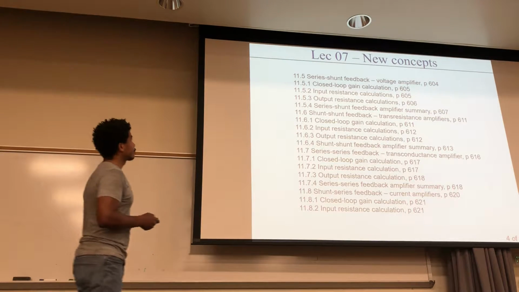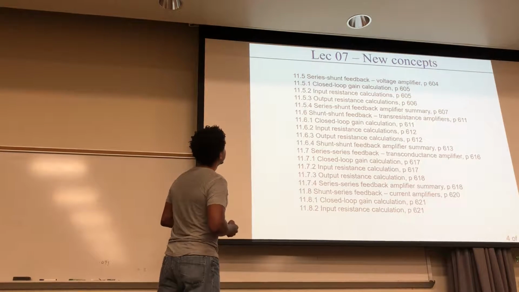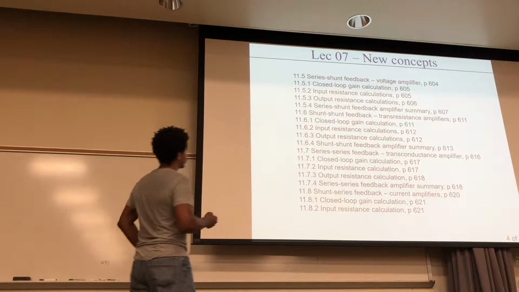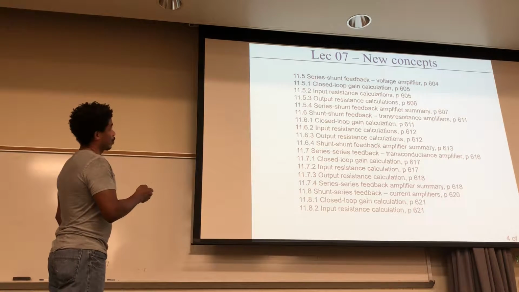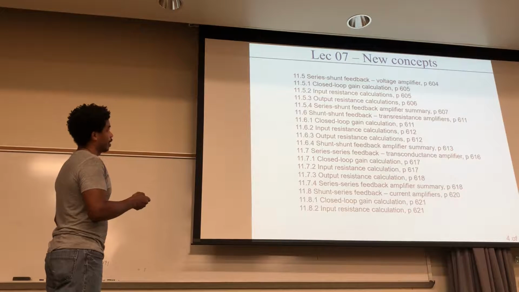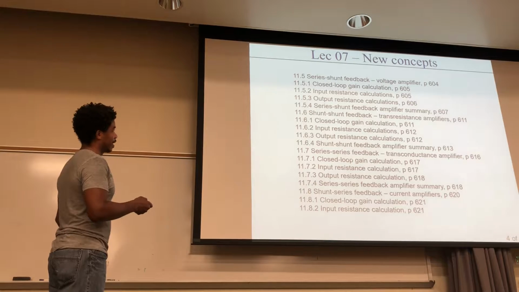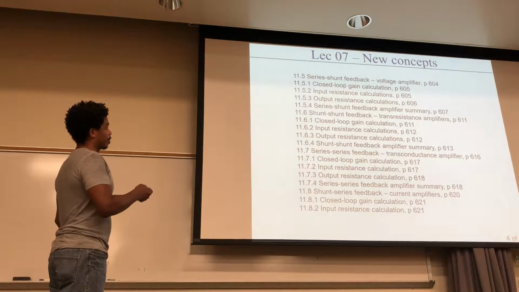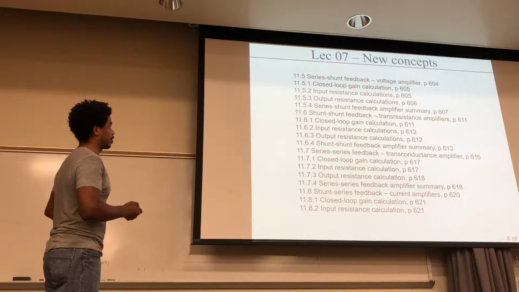Okay, so here's the concepts we're going to cover. We're going to first look at the series shunt feedback, and then we're going to look at closed loop gain, input resistance, output resistance, so that's all in 11.5. And then 11.6, we look at the shunt. And the same thing, closed loop gain, input resistance, output resistance. And then series, closed loop gain. So it's just looking at each and every single one of them. Okay, and we'll calculate each one of those so you'll understand how that goes.